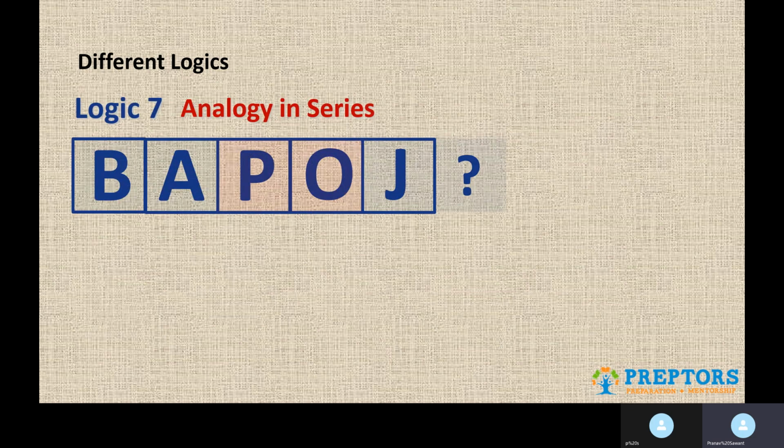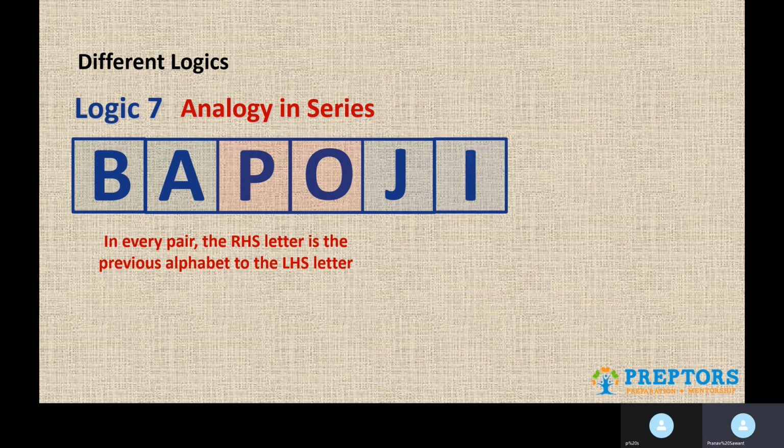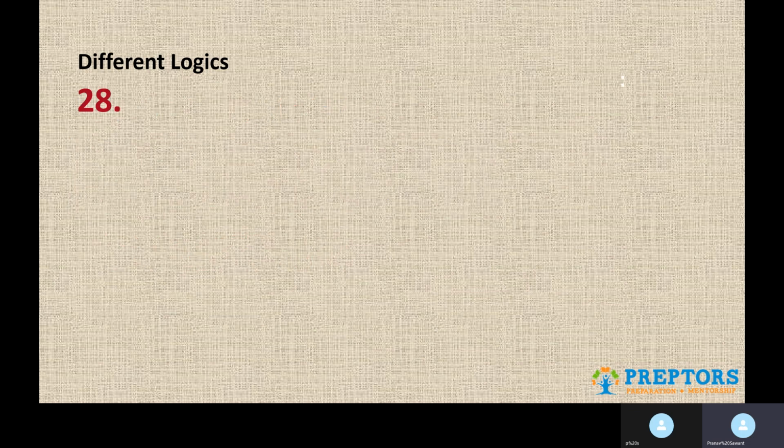So logic 7 is analogy in series. Now in every pair, the right hand side letter is the previous alphabet to the left hand side letter. So previous alphabet to J is I, hence I is the answer.